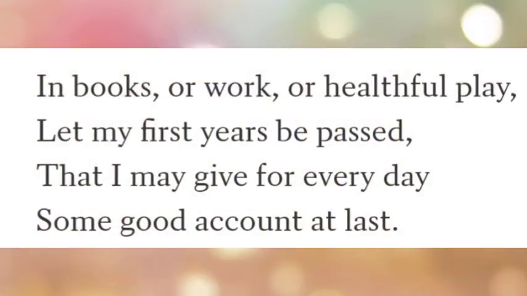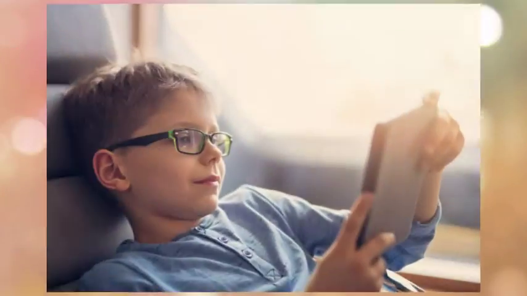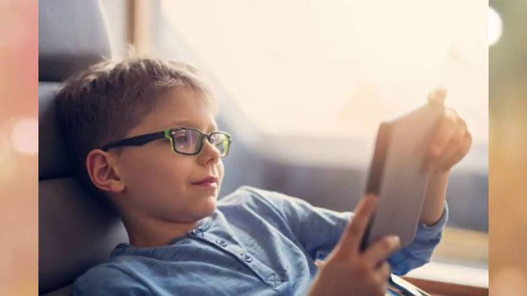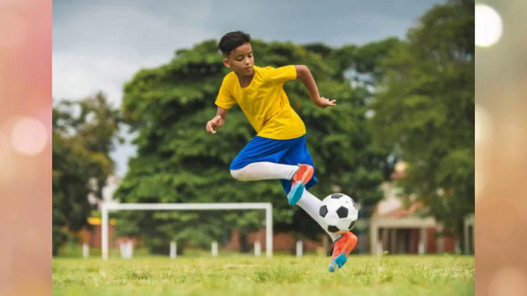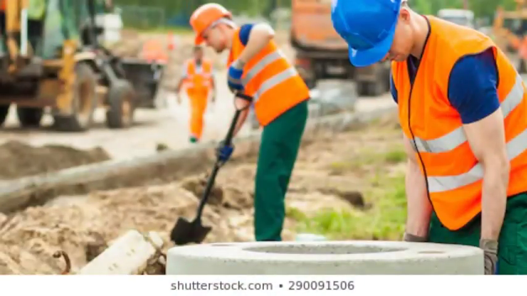Now let us read the last stanza. In books or work or healthful play, let my first years be past, that I may give for every day some good account at last. In the last stanza, the poet tells us about his early years. How does he want to spend his first years? Yes, the poet wants to spend his boyhood days by reading good books, playing, and doing some good and useful work.